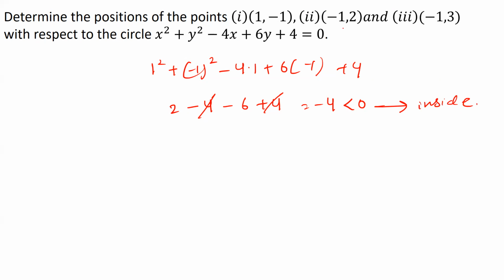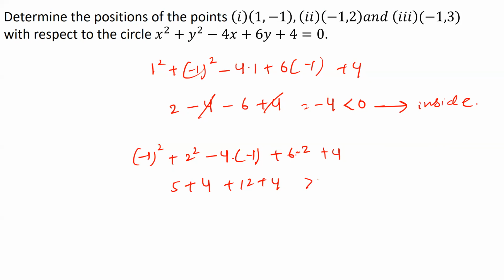Now if I put minus 1 comma 2 instead, I get minus 1 the whole squared plus 2 the whole squared minus 4 times minus 1 plus 6 times 2 plus 4, which gives me 1 plus 4 is 5, plus 4 plus 12 plus 4. Clearly it is something positive. We don't need to simplify it even because all the terms are positive. So this point lies outside of the circle.